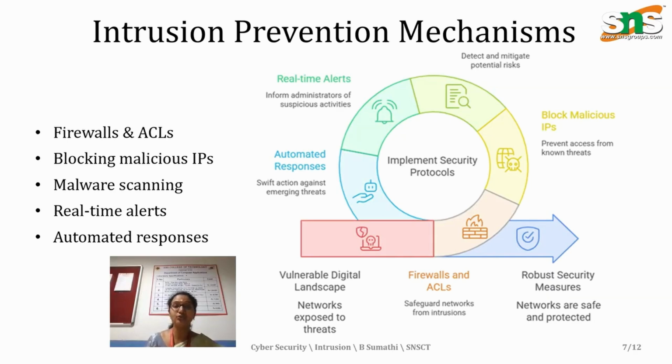Next is how an intrusion prevention mechanism works. Already we have seen that it uses a firewall and ACLs to block unwanted network access. The next one is blocking malicious IPs. If an unwanted IP is sending a request to your network, we block it. Then malware scanning, real-time alerts, and automated responses. Using these mechanisms, we can prevent intrusion in your network.